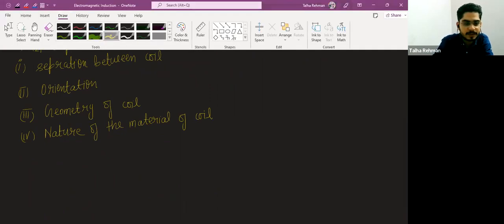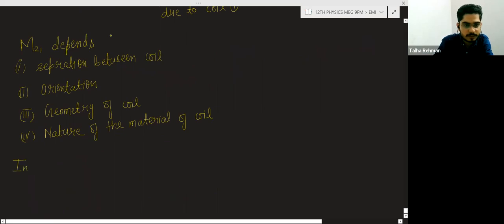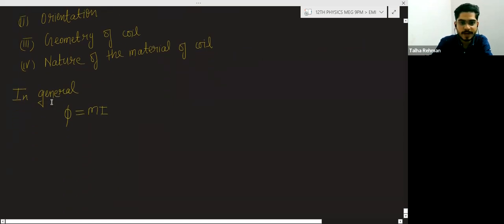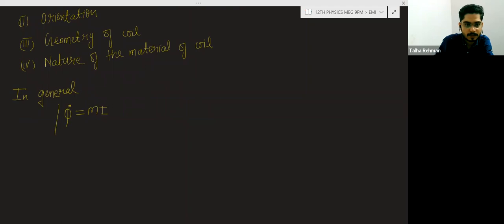Now we can write the flux phi is equal to the coefficient of mutual induction into current, phi is equal to M I. Now I will use the Faraday law.